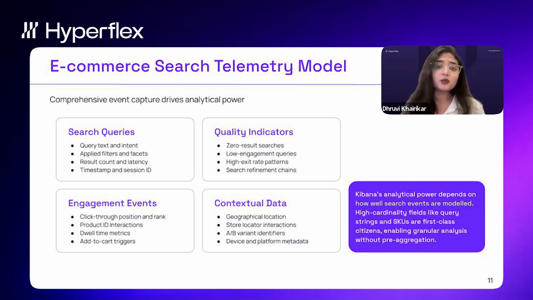Kibana's analytical power is directly dependent on how well search events are modeled, right? In this system, we capture several categories of telemetry. First and foremost are the search queries themselves: the raw query string, all the applied filters, the result count, the latency, the timestamp, and the session identifier fall into this category. Secondly, we have quality indicators, like zero-result searches, high-exit queries, and the refinement chains where users repeatedly modify their query. Third, we have engagement events, like click positions, product ID, dwell time, and add-to-cart actions. And finally, we have contextual data: geography, device type, A/B test variant, and the platform metadata.